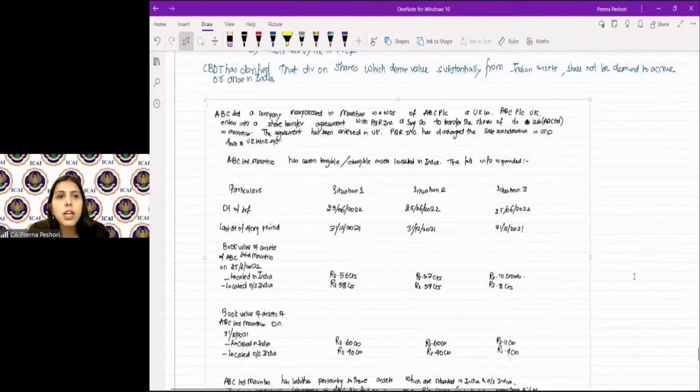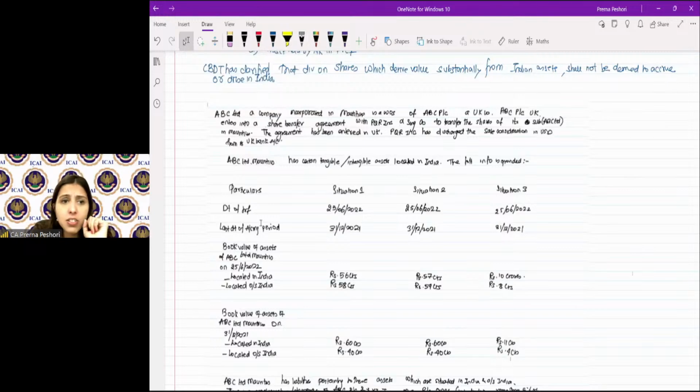Okay. So ABC, a company incorporated in Mauritius, is a wholly owned subsidiary of ABC PLC, a UK company. ABC PLC UK enters into a share transfer agreement with PQR Inc., a Singapore company, to transfer the shares of its subsidiary ABC Limited in Mauritius. So basically, ABC PLC is entering into a share transfer agreement with a Singapore company to transfer the shares of its subsidiary ABC Limited in Mauritius. The agreement is entered in UK. PQR has discharged the sale consideration in USD from its UK bank account.